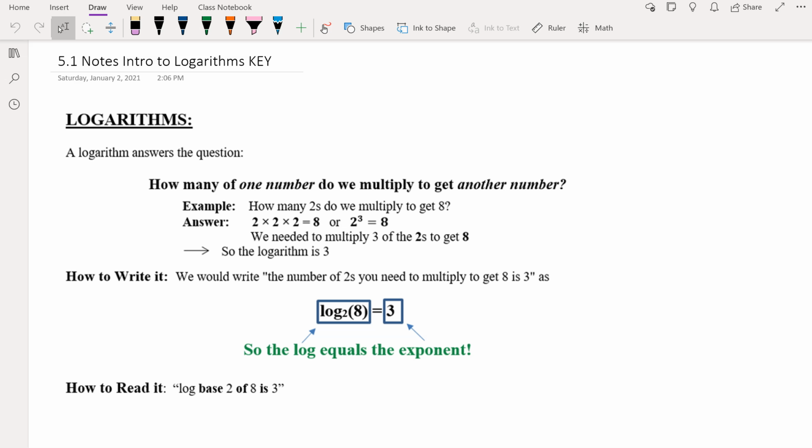All right, y'all, today we are going to learn a new type of function called logarithms. So go ahead and I want you to write this in your notebook, logarithms, and then we will read through all of this stuff together, and I'll tell you what to write down next. 5.1 logarithms. All right, here we go.